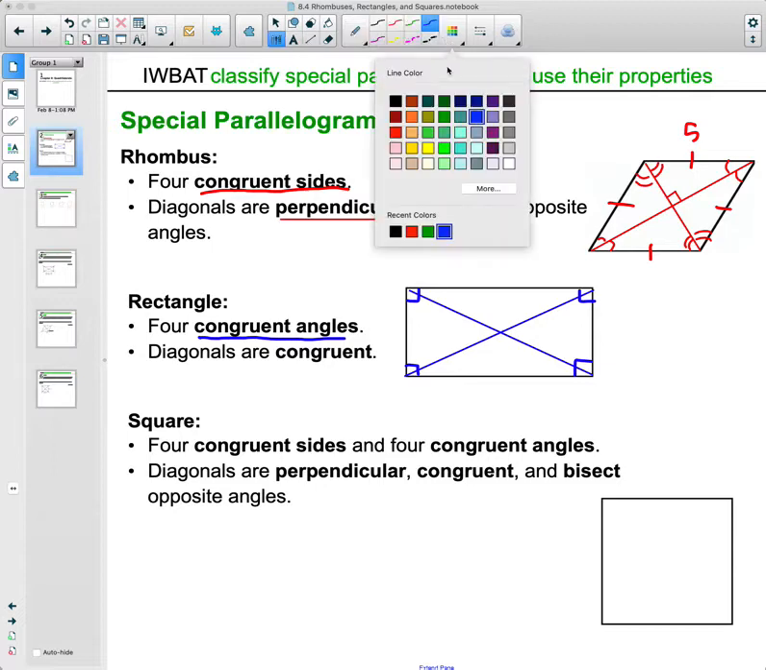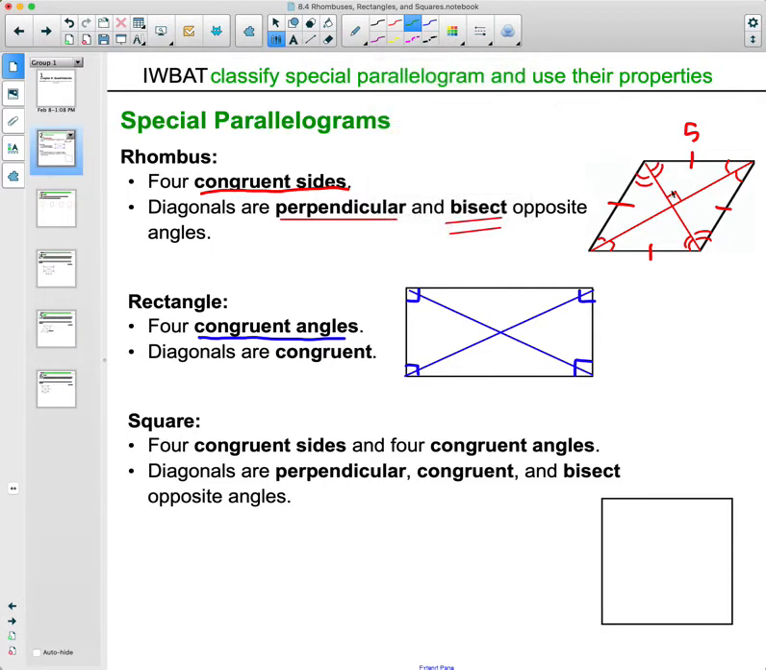So in a rhombus, like I marked up before, this piece is equal to this piece, and this one is equal to this one. In a rectangle, since the diagonals are exactly the same length, all of these pieces are identical in length. So if this one is 4, then all of them are 4.